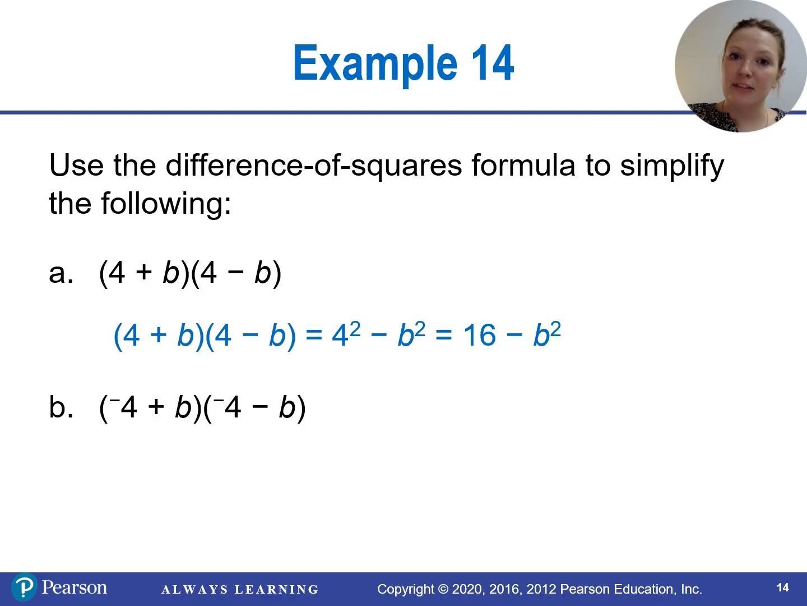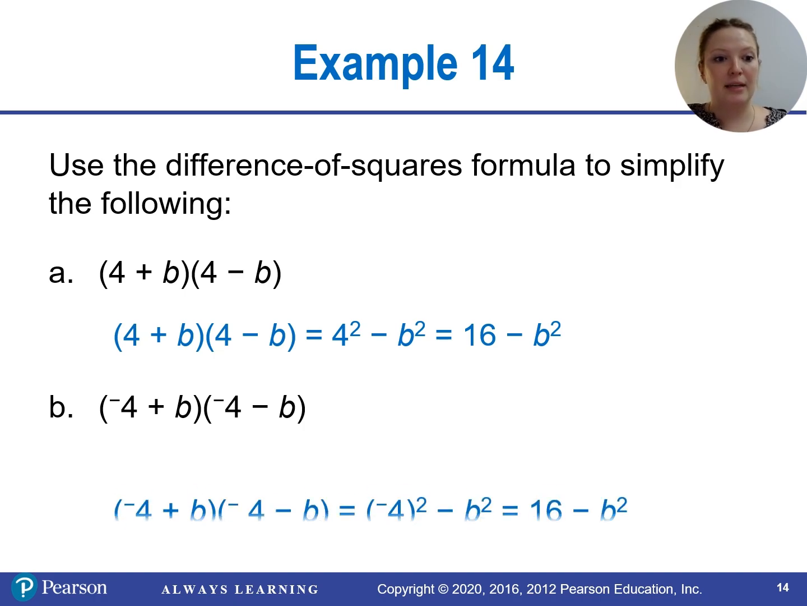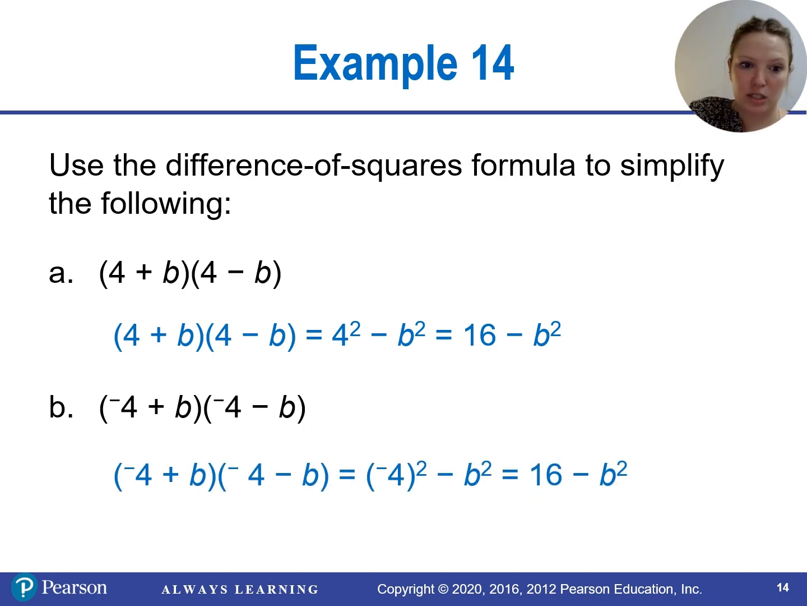Now if instead I had (negative 4 plus b) times (negative 4 minus b), I would then get negative 4 squared minus b squared. But negative 4 squared is just the same thing as 4 squared, because we would have the negative times the negative. Negative 4 times negative 4 is positive 16. So we're left with the same result, actually.